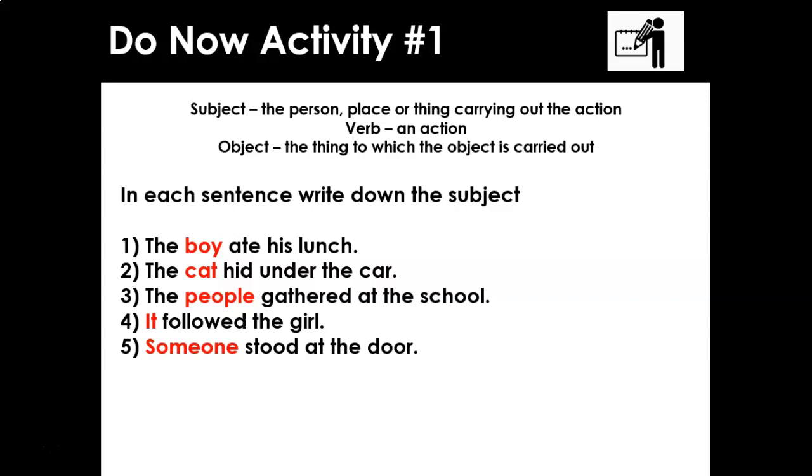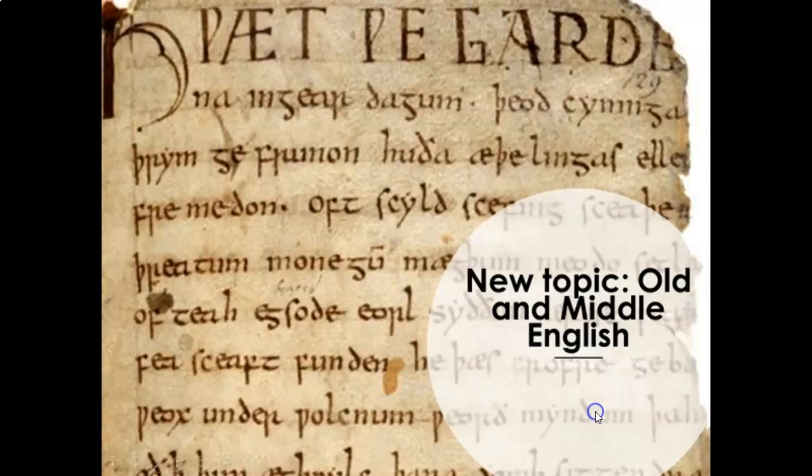Guys, give yourself a mark out of 5. If you got any wrong, just have a moment, look at the definitions up there and think, what were you thinking, maybe more about verbs or objects? Think it through. Okay, now moving on to today's learning.